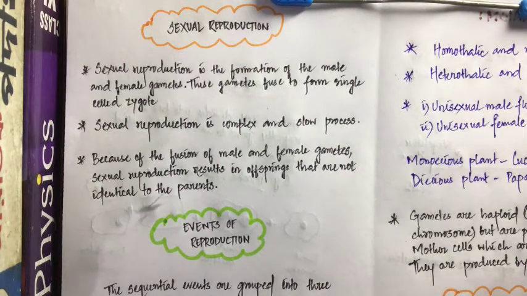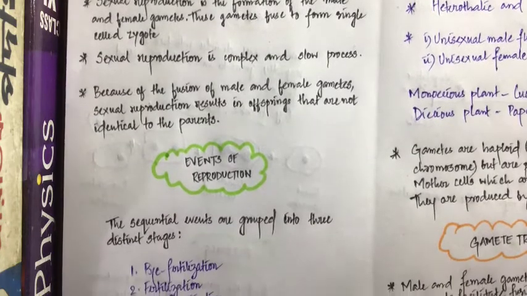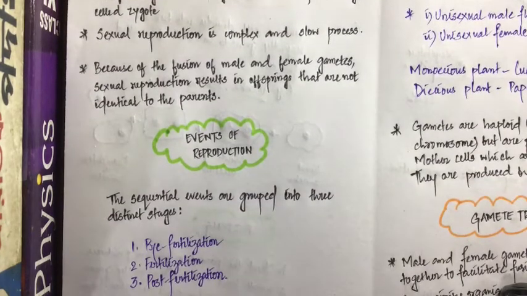Clear? Now this sexual reproduction is a very complex process and it is a very slow process. Just like we have seen that binary fission occurs very fast. Budding occurs very fast. It has a cyclic period of 20 minutes. So in 20 minutes the organisms reproduce and become matured. But sexual reproduction is not like that. It is a complex and a very slow process. Because of the fusion of the male and female gamete, sexual reproduction results in offspring formation which are not identical to the parents.